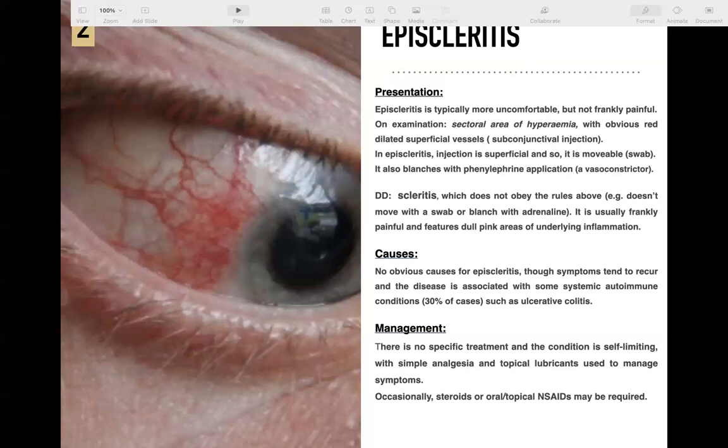It may respond to systemic treatment with non-steroidal anti-inflammatory drugs, with no need for topical treatment, just lubricants to relieve the discomfort for this patient.